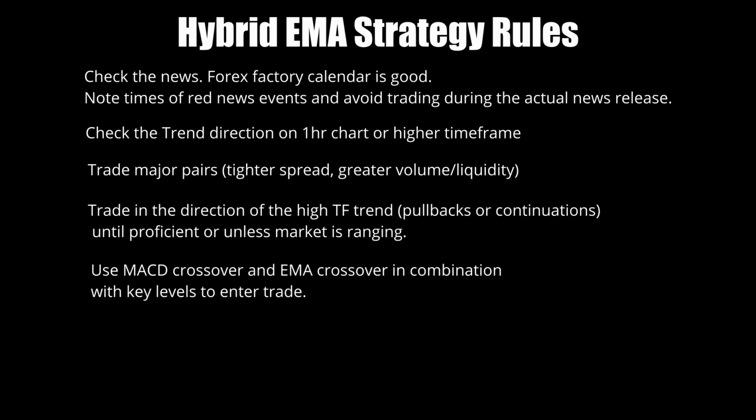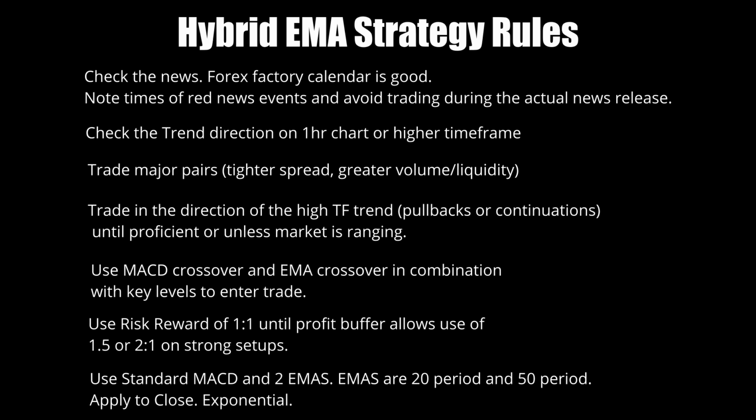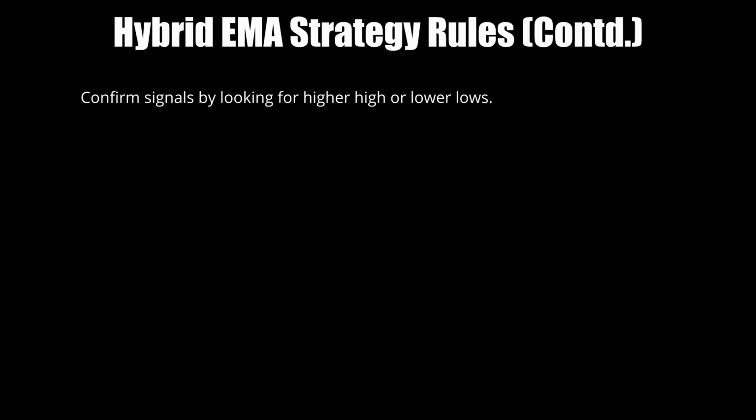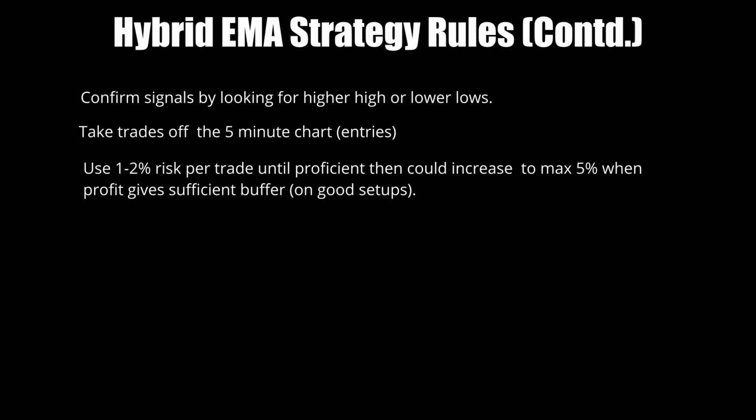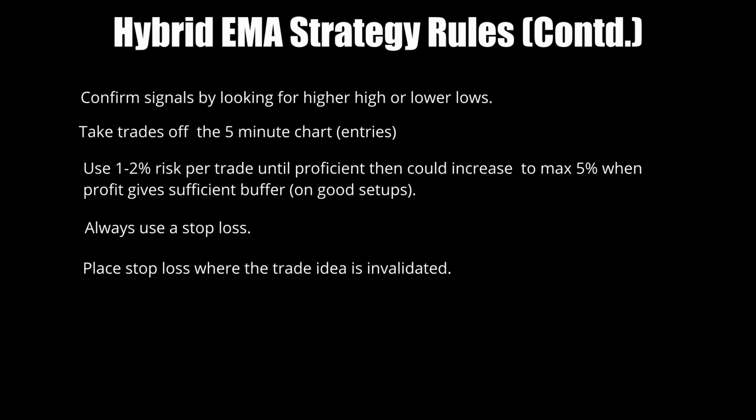Use the MACD crossover and EMA crossover in combination with key levels to enter your trades. Use a risk reward of 1 to 1 until you're in profit, and a buffer allows the use of 1.5 or 2 to 1 on stronger setups. Confirm signals by looking for higher highs or lower lows. Take trades off the 5-minute chart. Use 1 to 2% risk per trade until you're proficient with the strategy. From there, I would recommend increasing to a maximum of 5% when your profit buffer gives you sufficient margin for this. Always use a stop loss. Place the stop loss where your trade idea is invalidated.